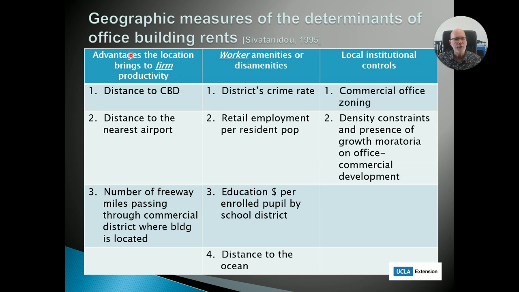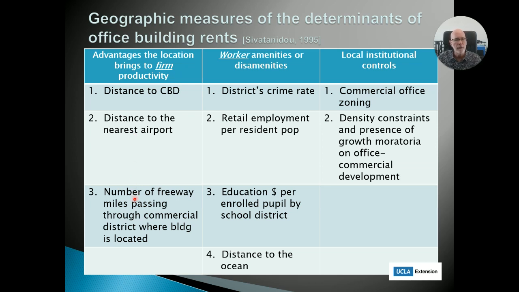So watch. What are the advantages that the location brings to the firm in terms of productivity? What Dr. Civitanito found was basically three different columns. Number one, the distance to the central business district, or the central business core. The closer you are to the central business district, likely the more advantages the location is going to bring to firm productivity. Second point, how close are you to the nearest airport? The closer that you are, the more that's going to bring location advantages to the firm's productivity.